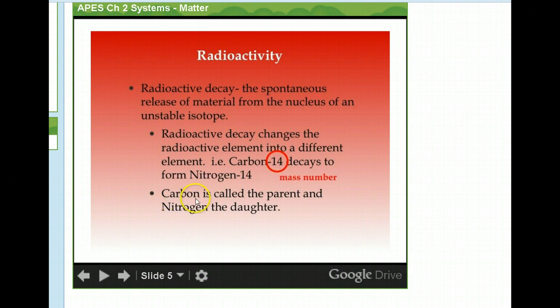The carbon-14 would be called the parent, and nitrogen would be called the daughter. So we have a parent, which is the beginning material, and the daughter, which is the secondary material. Remember that this number right here is the mass number. It's how many protons and neutrons that carbon has.